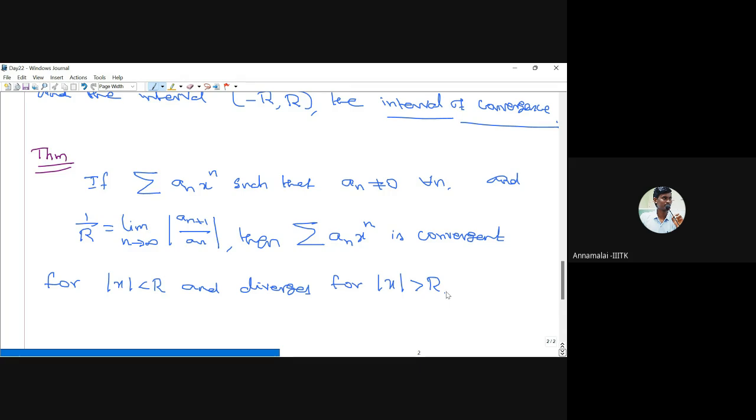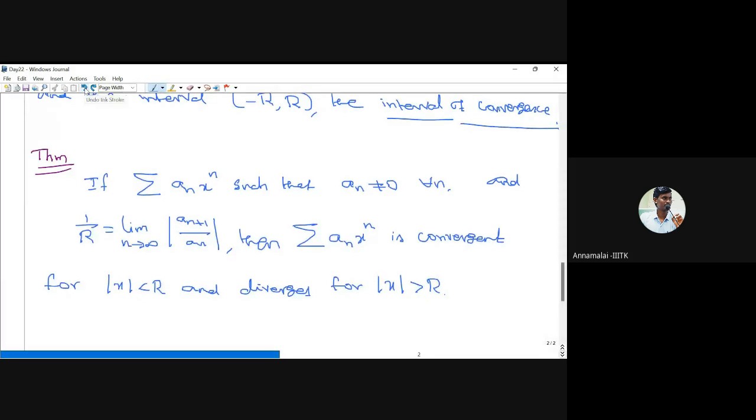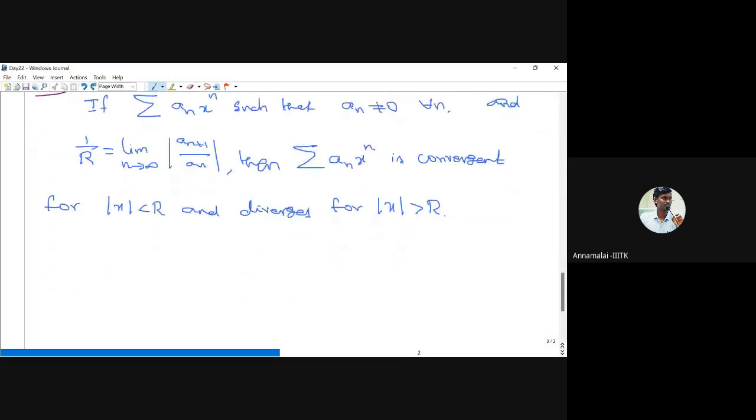One more point. If we have to check what happens for x equal to r, you have to substitute x equal to r in the given series and check whether the series converges or not. If it converges, then you have to include that r in the condition, less than or equal to. If the series diverges, then you have to put greater than or equal to here, depending upon whether the series converges for the point x equal to r. Now the next theorem.